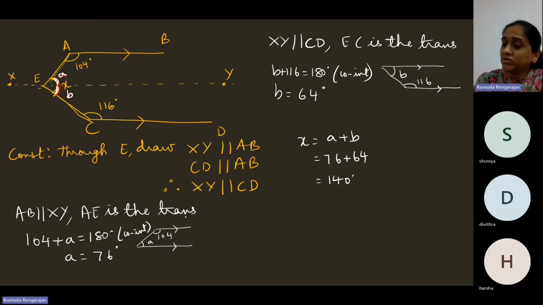Leave the two parallel lines. Which are the two remaining lines? AE and EC. Where do they meet? At E. Through E you should draw the line. The construction line should be drawn through E.